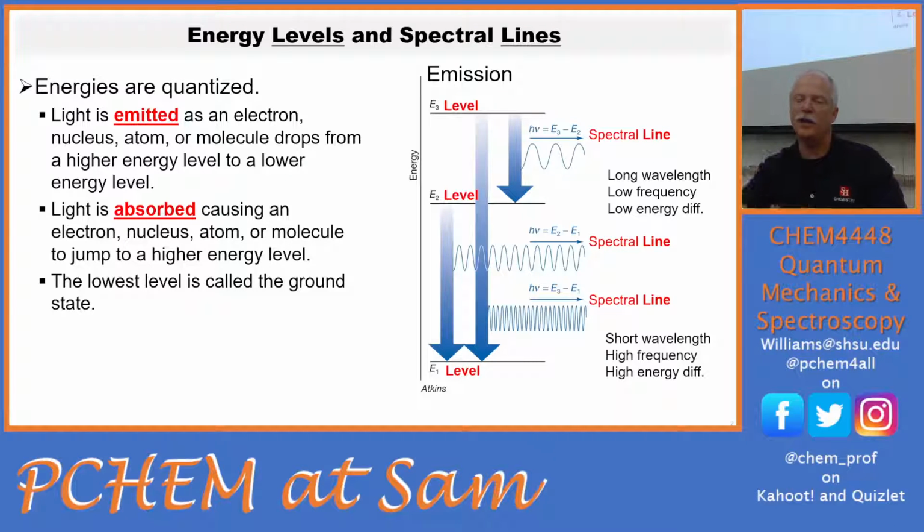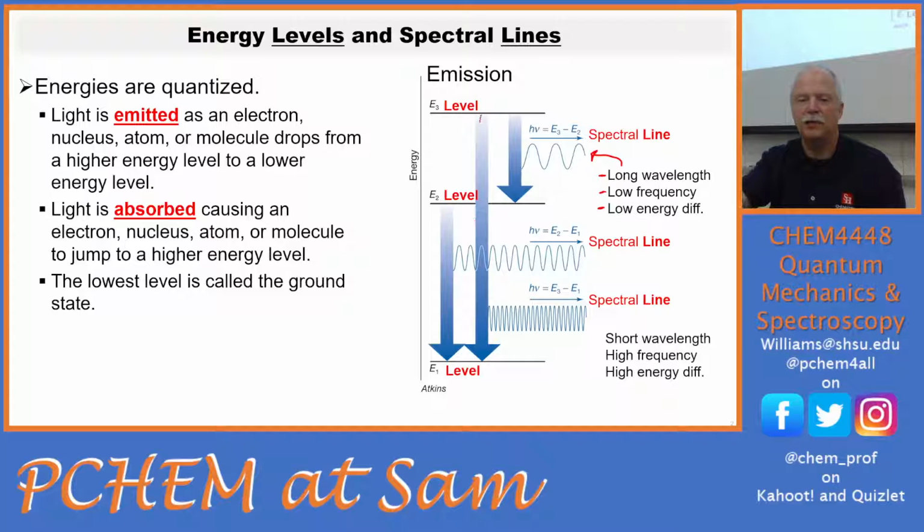And you can see that over here. Notice how when you have a short arrow, this top arrow here is pretty short, that means the energy difference between these two energy levels is small. That means you have a long wavelength. So you have a low energy difference, a low frequency, and a long wavelength. Those three things go together for this particular transition.